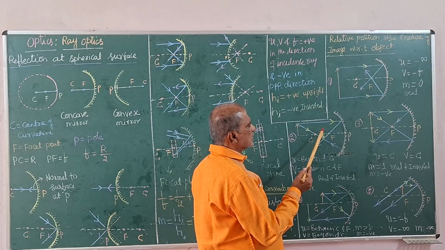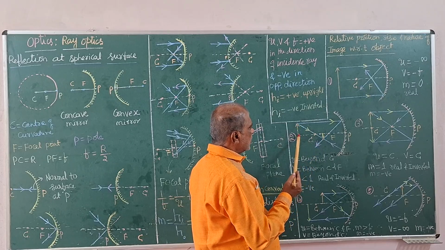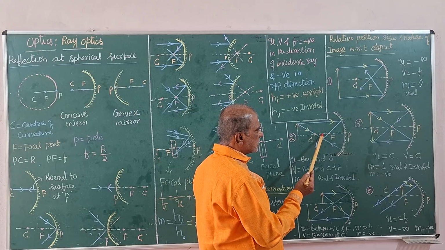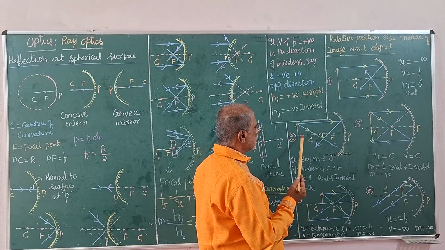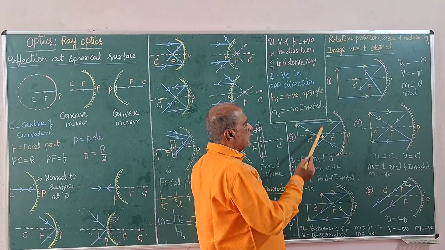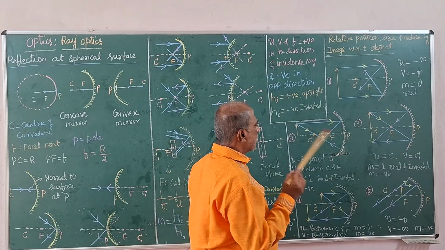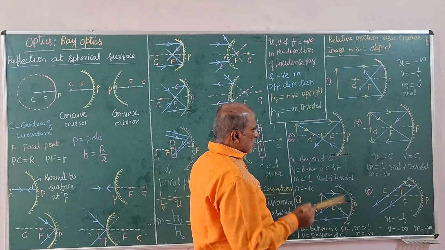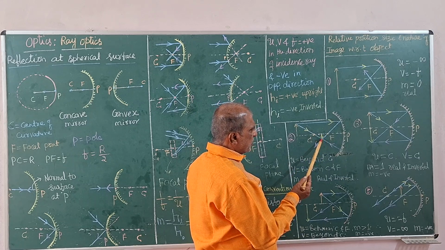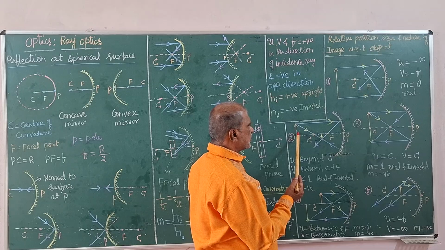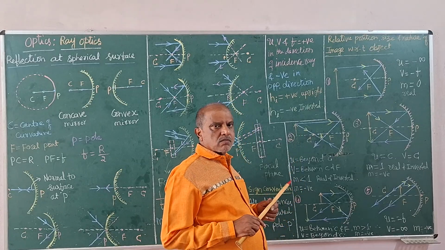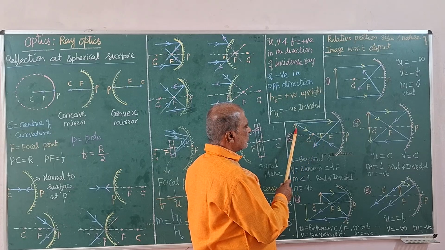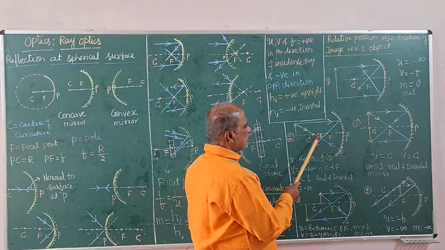And the remaining part should be vertical to the principal axis, in touch with the principal axis. So you can draw the diagram. Correspondingly, there is image formation after reflection like this. This is the position of the image for this object. Its size is less than the object, and it lies between C and F.